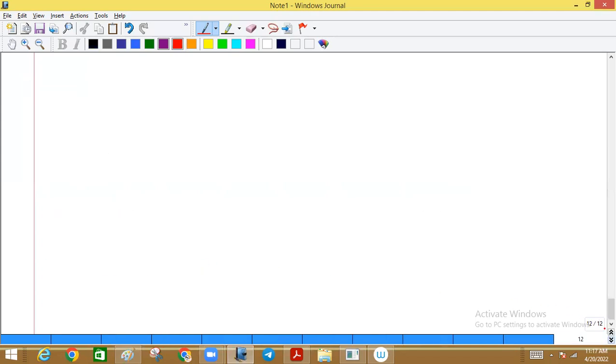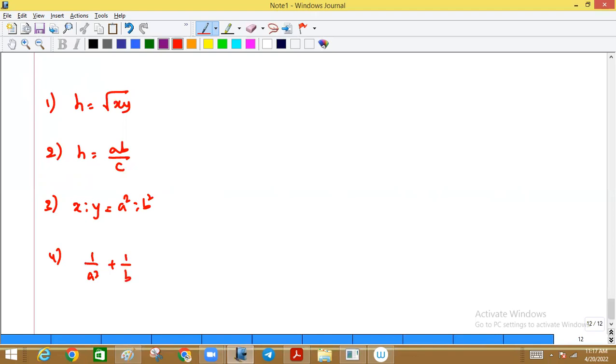I'm repeating it. First formula is H is equal to root of XY. Second formula, H is equal to AB by C. Third formula, X is to Y is A square is to B square. Fourth formula, 1 by A square plus 1 by B square is equal to 1 by H square. These are the four things that you can derive when you draw a perpendicular on the hypotenuse.